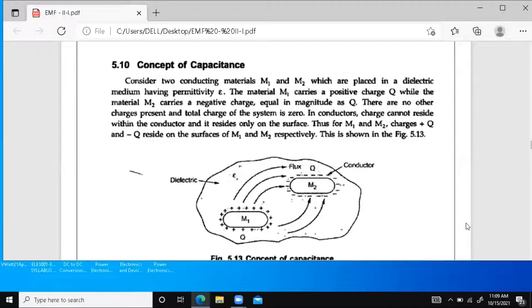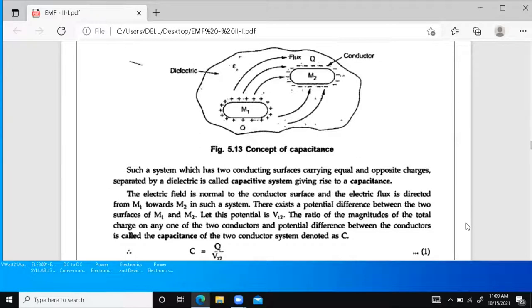So now, such a system which has two conducting surfaces carrying equal and opposite charges separated by a dielectric is called a capacitive system, giving rise to a capacitance. Make sense so far? Yes, sir.